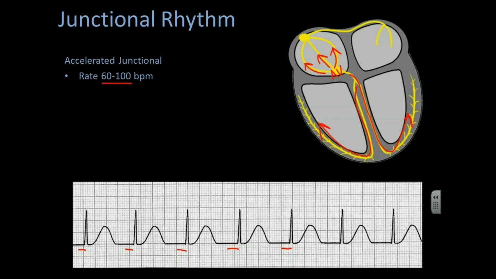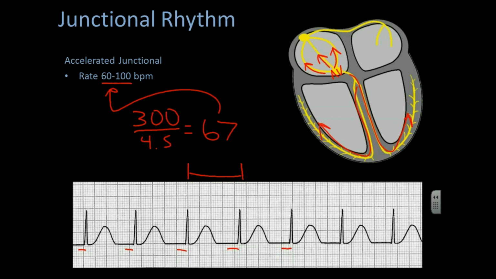So let's determine then if it's junctional escape rhythm, or if it's accelerated junctional rhythm. So I will measure the rate. Looks like about 4.5 large boxes. So 300 divided by 4.5 equals about 67 beats per minute. So that does fall within the range of 60 to 100. So that qualifies as accelerated junctional rhythm.